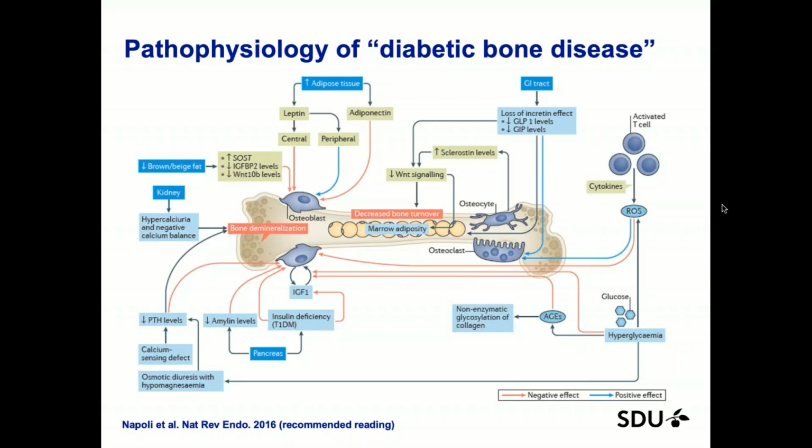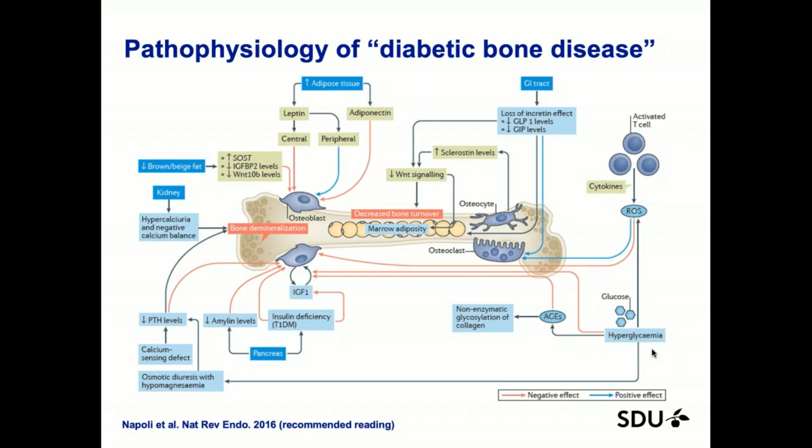Now, on the right-hand side, you can see hyperglycemia. That, of course, is something that's shared by both type 1 and type 2 diabetes. And hyperglycemia may have a direct effect on bone cells, causing them to be less active, to impair osteoblast differentiation, to impair osteoclast activity as well.